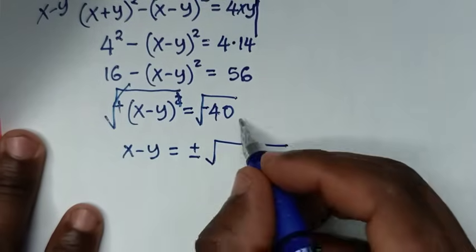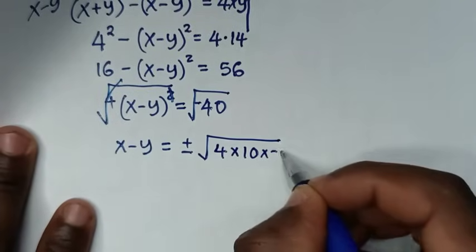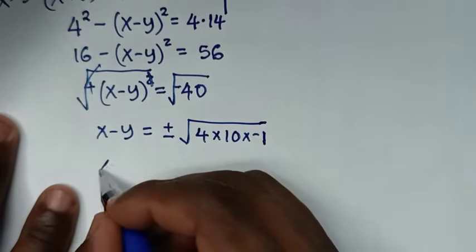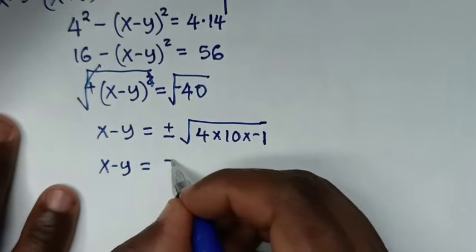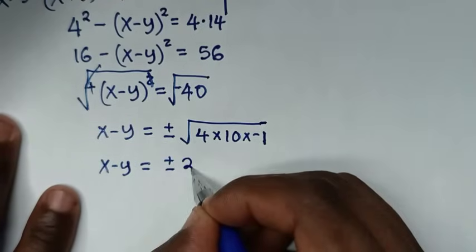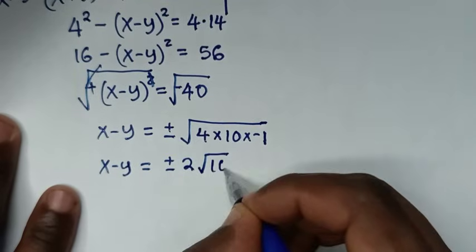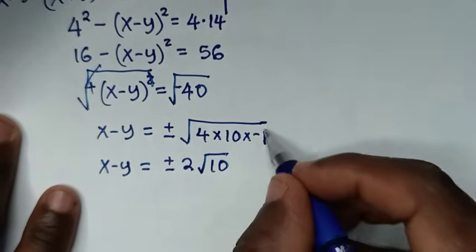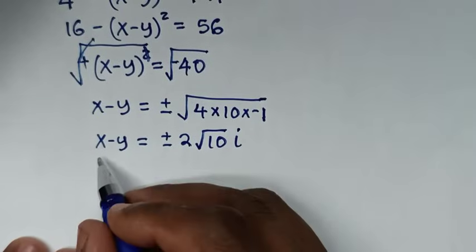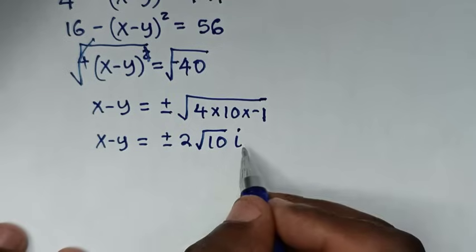square root of 40, which is 4 times 10 times negative 1. Then it will be x minus y is equal to plus or minus the square root of 4, which is 2, times square root of 10, then square root of negative 1 is i. Now from here, I'll get the value of x minus y, this imaginary solution.